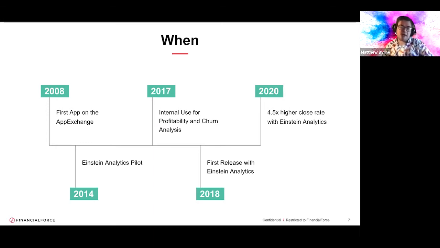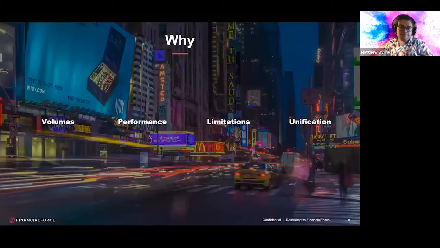We did some analytics. We also used some of their AI tools to build some Einstein Discovery models to predict churn and profitability. So that's what we started using internally. We then in 2018 did our first release of analytics for our products. And we actually find that when we include analytics in our deals, we have a 4.5 times higher close rate when analytics is included compared to when it isn't included.